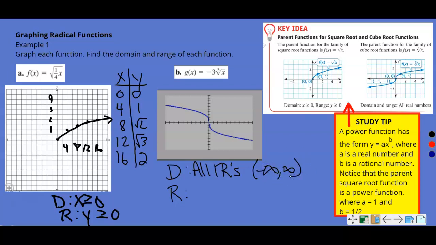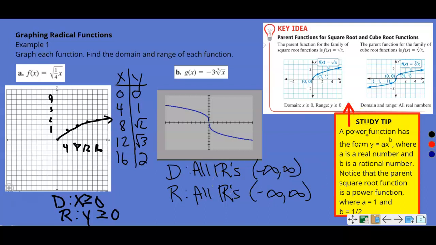And the range, even though it goes up not as quickly, it is continuous to go up and it is continuing to go down in both directions. So again, your range is also going to be all reals, which is also written as -infinity to infinity. So you may see it like this on your state test, or it may say all real numbers. Both mean the same thing.